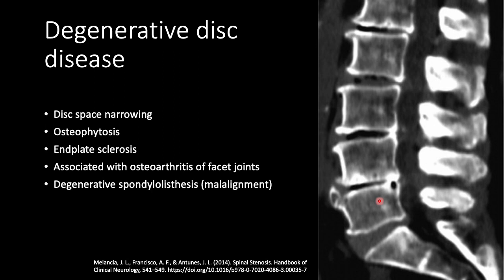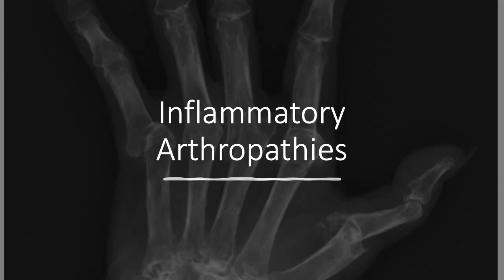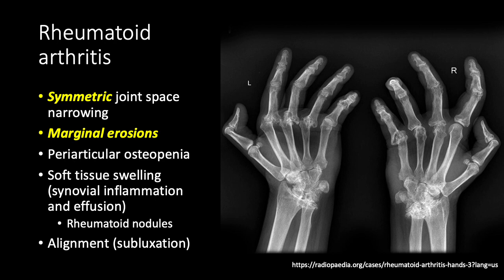This brings us to the end of the section on degenerative arthropathy. Next, we'll discuss inflammatory arthropathies. The first inflammatory arthropathy we'll talk about is rheumatoid arthritis.